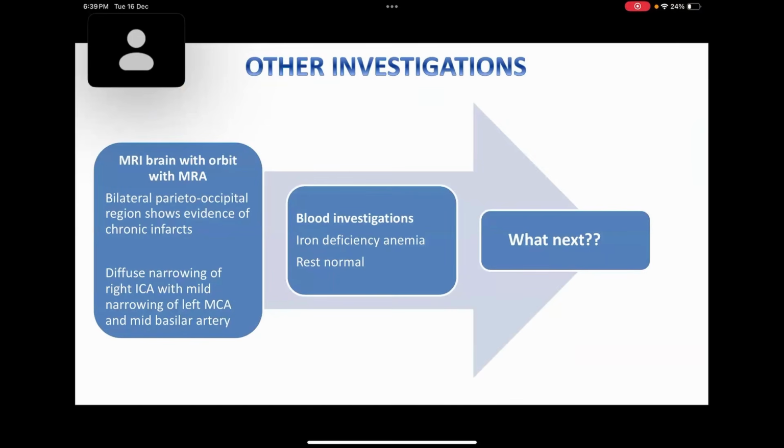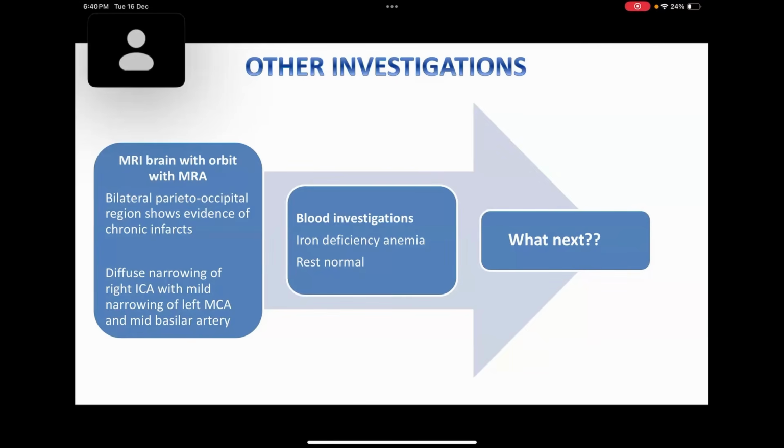And since she has a history of migraine and neuroimaging had never been done, I think this was the right step: I asked the patient to undergo MRI brain with orbit and an MRA, where there was some bilateral parieto-occipital evidence of chronic infarcts, and MRA showed diffuse narrowing of the right internal carotid artery, left MCA and mid-basilar artery.